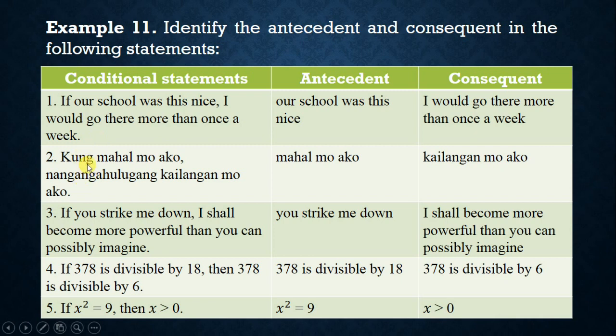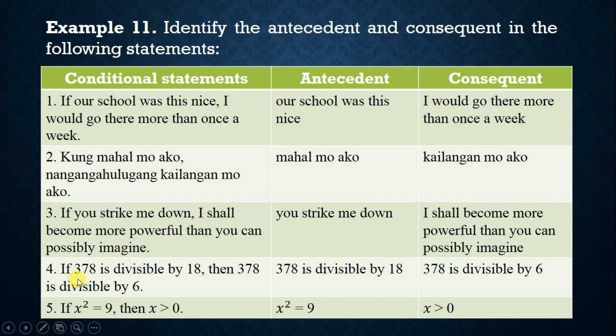Then number 2, kung mahal mo ako, mangangahulugang kailangan mo ako. The antecedent here is this one, and the consequent is kailangan mo ako. So, number 3, if you strike me down, I shall become more powerful than you can possibly imagine. So the antecedent is you strike me down, and the consequent is I shall become more powerful than you can possibly imagine.